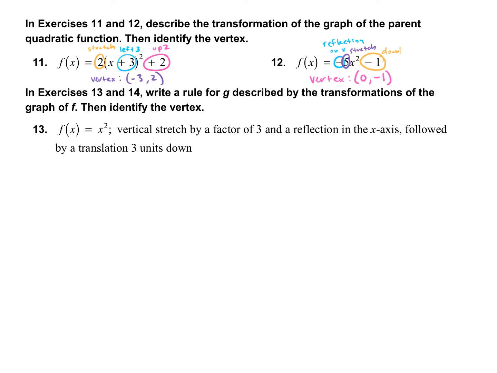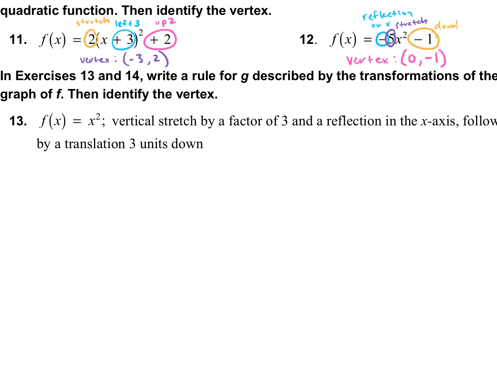All right, for the next one, we want to show a vertical stretch by a factor of 3, a reflection in the x-axis, followed by a translation 3 units down. So we just have to show one thing at a time. So how would I show a vertical stretch by a factor of 3? Multiply by 3. Stretch, we multiply. So it'd be 3x squared.